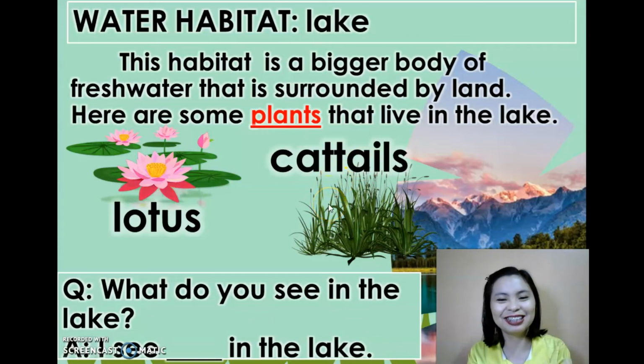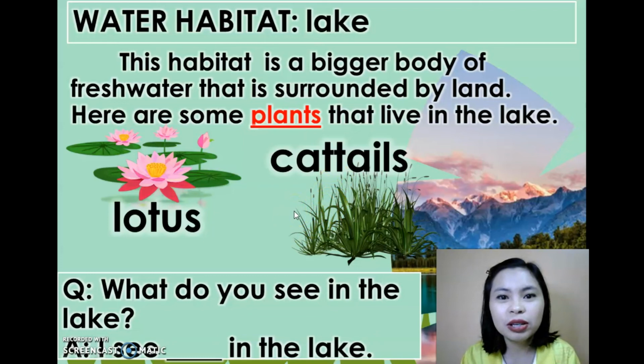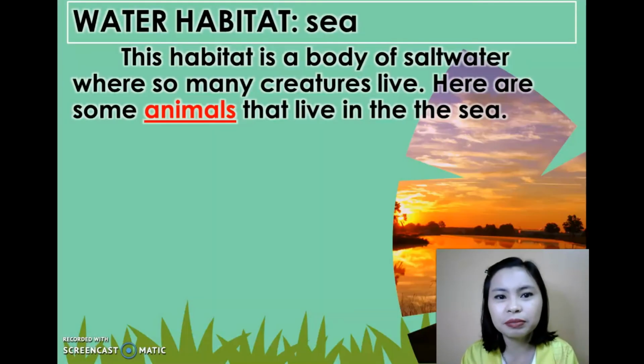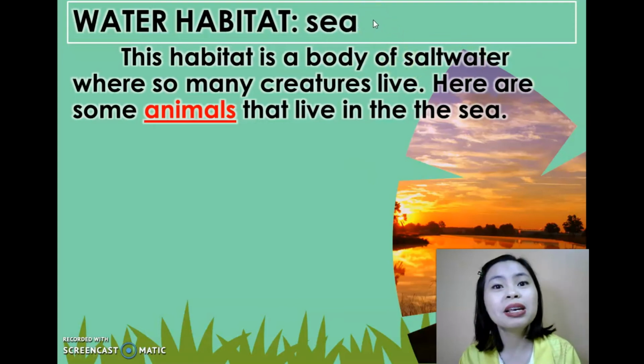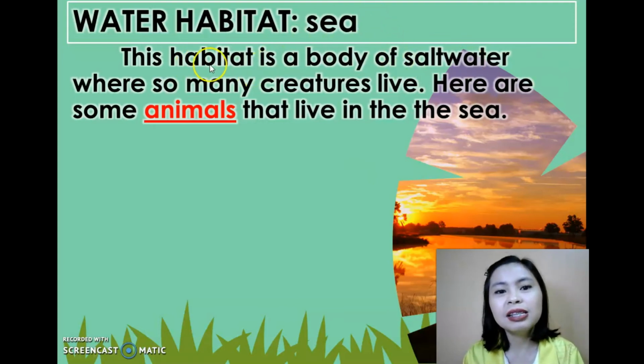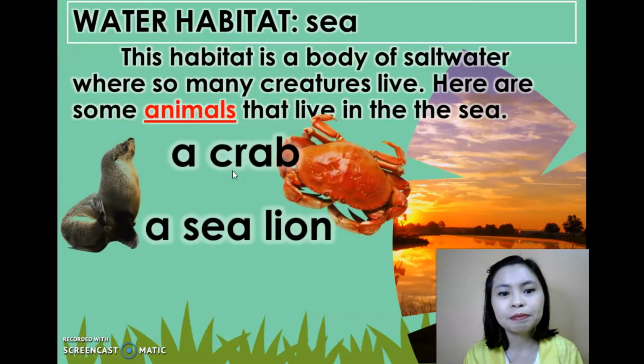Okay, good. Next one, water habitat number 3. Okay, we have sea. One more time, sea. This habitat is a body of salt water where so many creatures live. Okay, there are many animals living in there, and some are a crab and a sea lion.